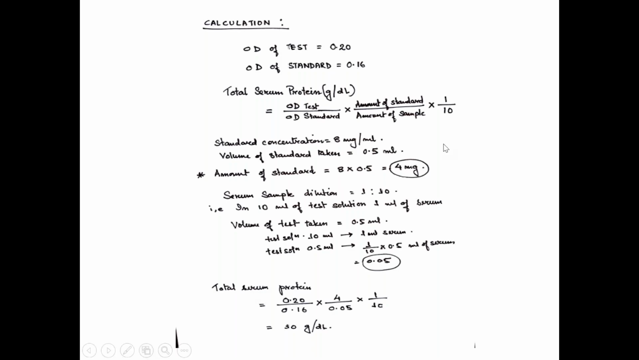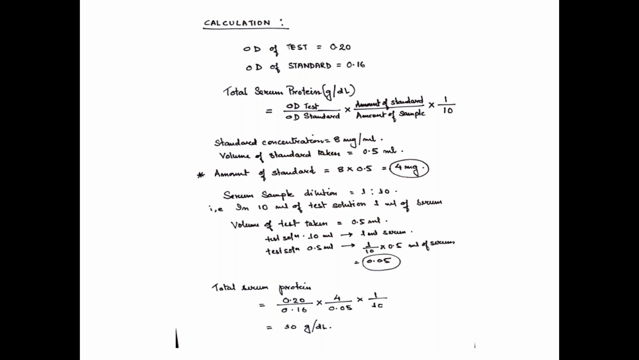Okay. So after putting all these values, like OD of the test 0.2, OD of the standard 0.16, amount of the standard 4, amount of the sample 0.05 into 1/10, the final concentration of the total serum protein will be 10 gram per dl. So in this way, you have to calculate the concentration of the serum protein in a test solution that will be provided to you.